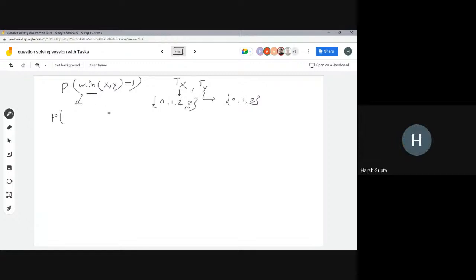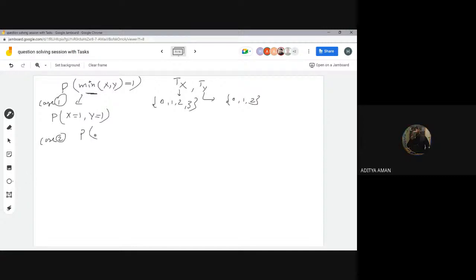Okay, so in which cases is the minimum of x comma y going to take value 1? If x equal to 1 comma y equal to 1, yes sir, my minimum will take value 1, right? Yes sir. This is one possibility, and in this question there will be three possibilities. So this is case one. Now what is case two?